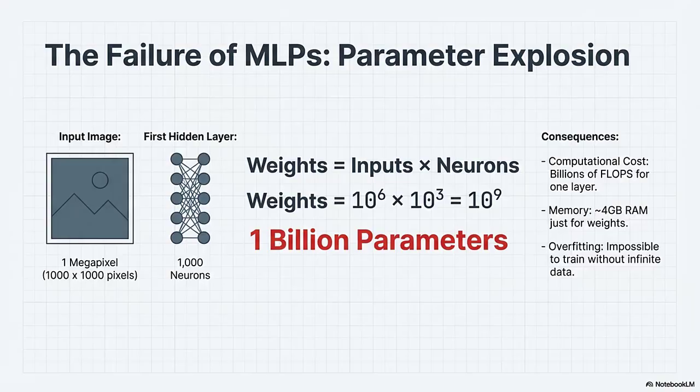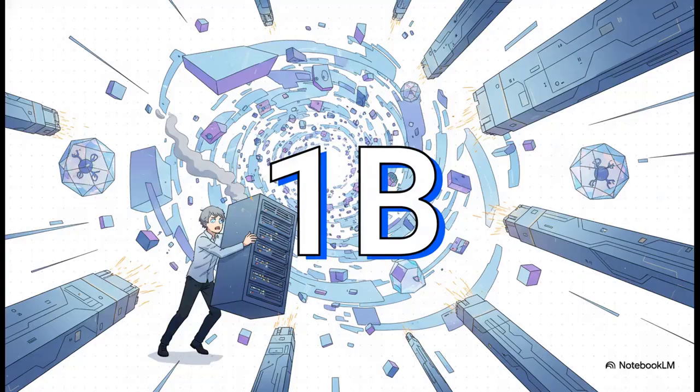Well, it's 1,000,000 inputs times 1,000 neurons. And that gives us 1 billion parameters. Just think about that, 1 billion. And that's just for the first layer of the network. We haven't even gone deep yet. A model like this is just computationally infeasible. You need about 4 gigabytes of memory just for those weights, and it would overfit on anything but an infinite dataset. So the takeaway is clear. The fully connected approach simply does not scale.